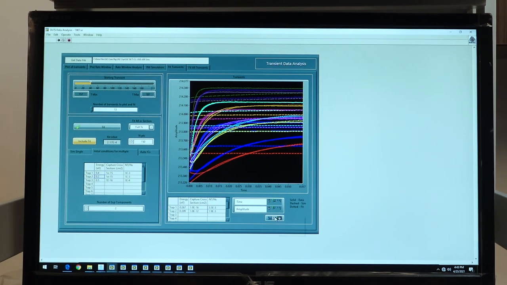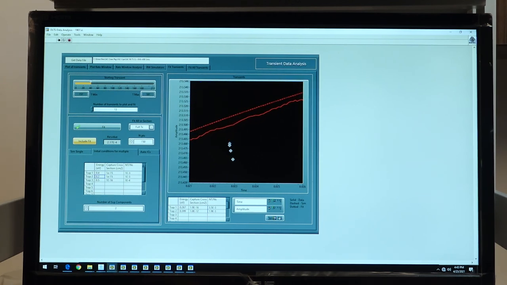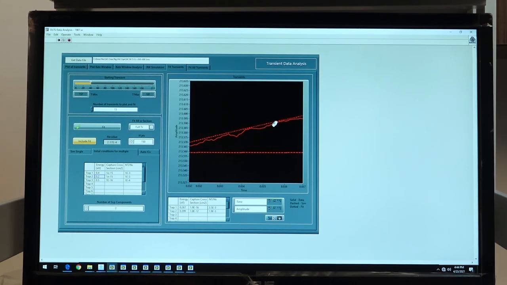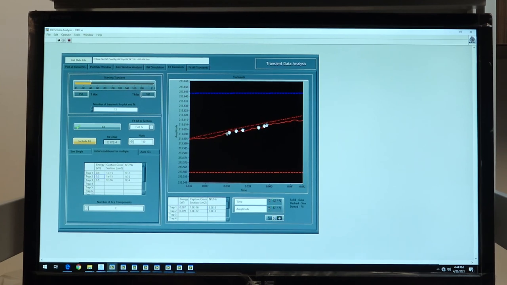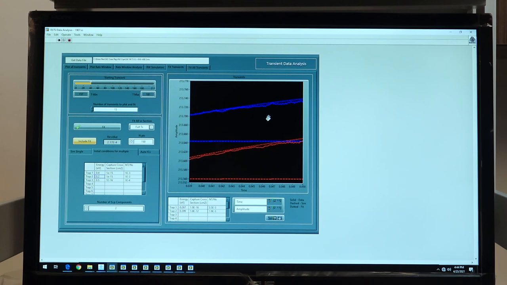I will show you by zooming into these transients. You see these dotted lines. This is the fitting transient generated by setting the initial conditions after varying the parameters that I have discussed. And I see quite a nice fit has happened. You should be looking at these small dots. In fact, this has happened for all other transients.